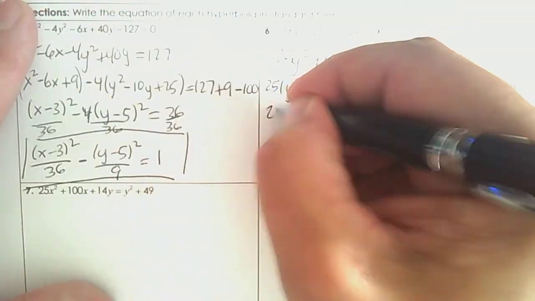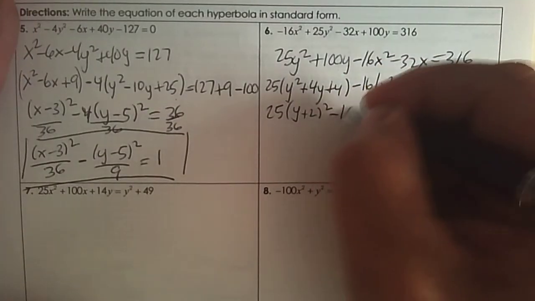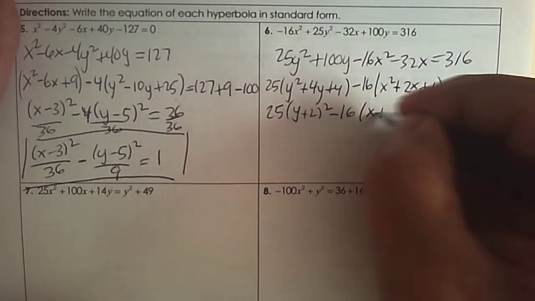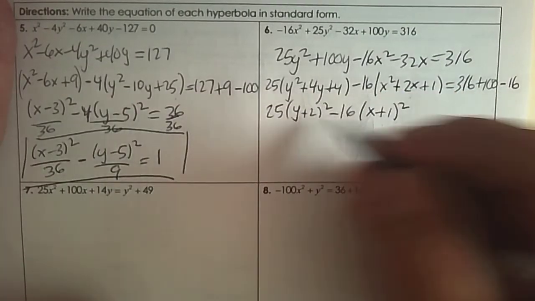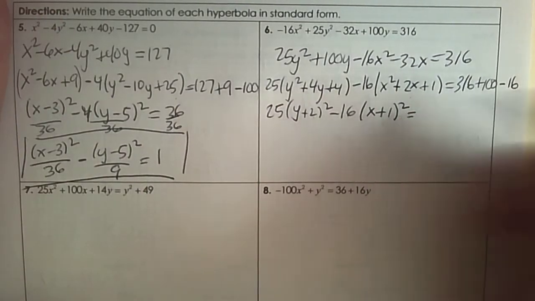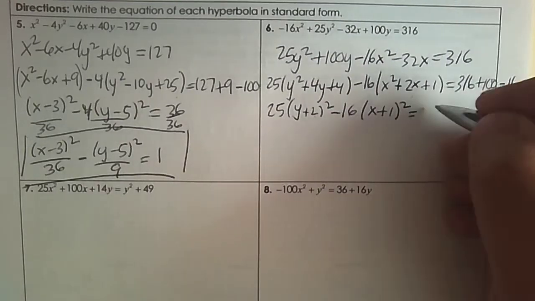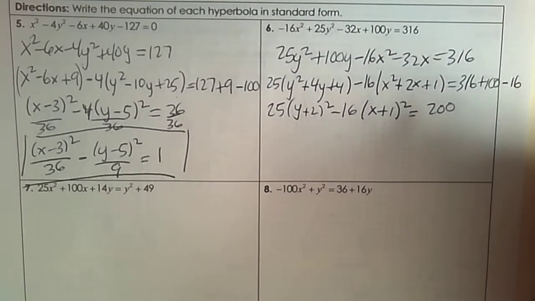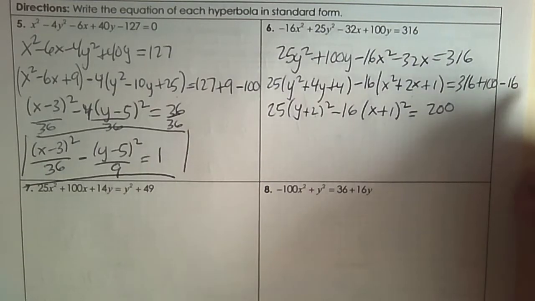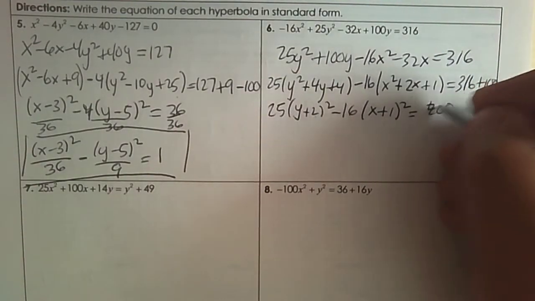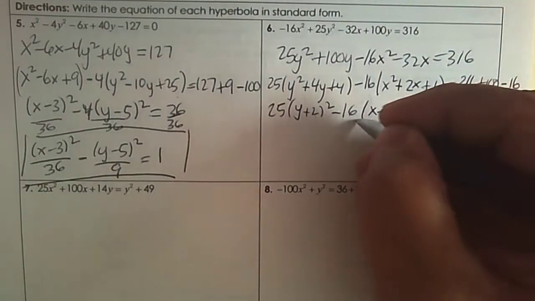We're going to factor. That's y plus 2 squared. We're going to factor. That's x plus 1 squared. These should be simple trinomials to factor. Combine like terms on the right side. That's 416, take away 16, that's 400. Divide everything by 400.